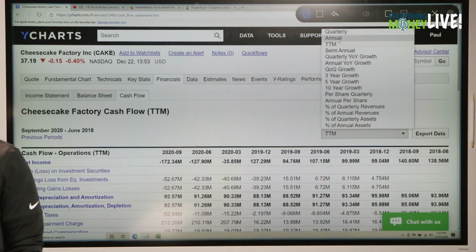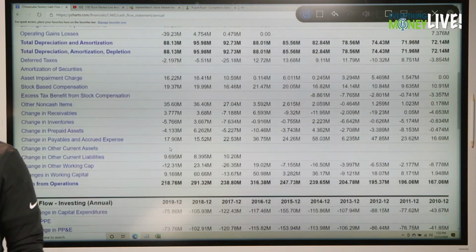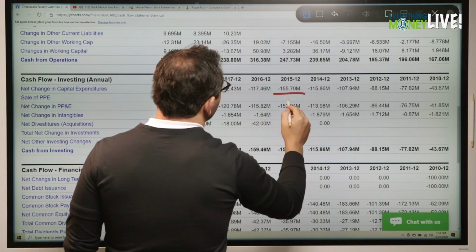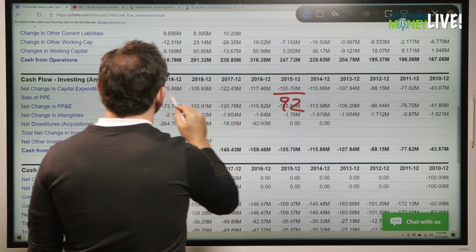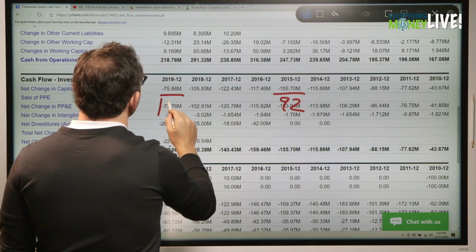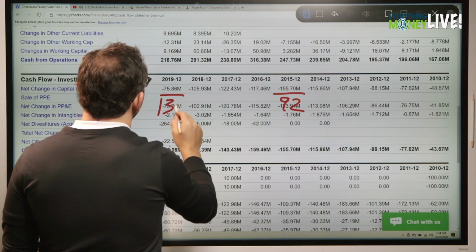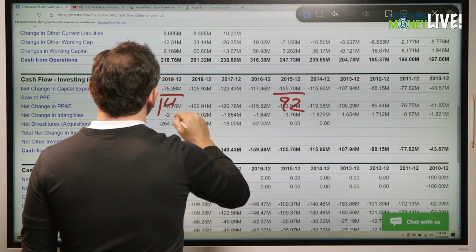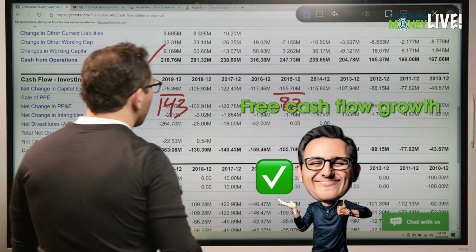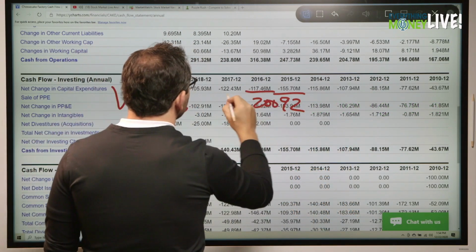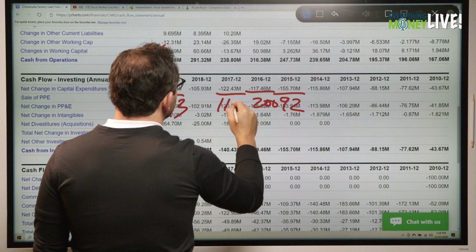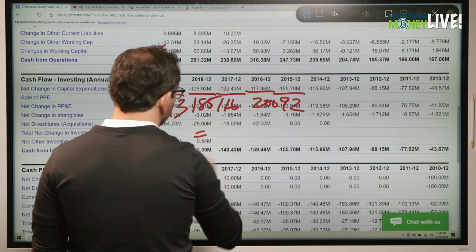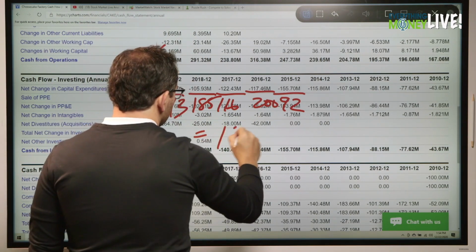How about free cash flow growth for Cheesecake Factory? Again, this is before the pandemic. Let's look at it. So we had 92 to 1, why is my math going bad? 135, 138, 140, 143. So check mark there. And then we had 200, we had 116, and we had 185. The average free cash flow over the past 5 years is 147, Paul.